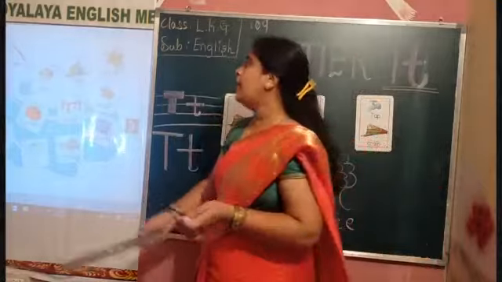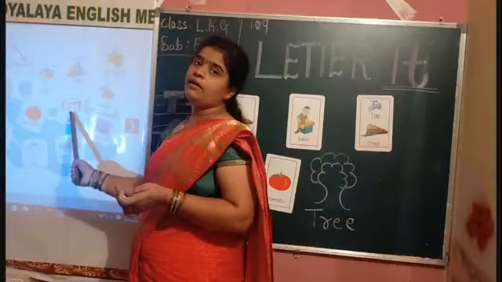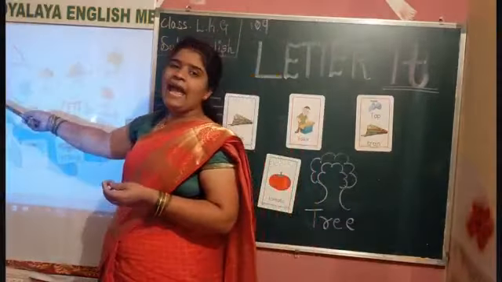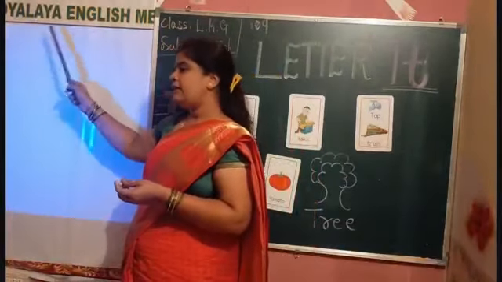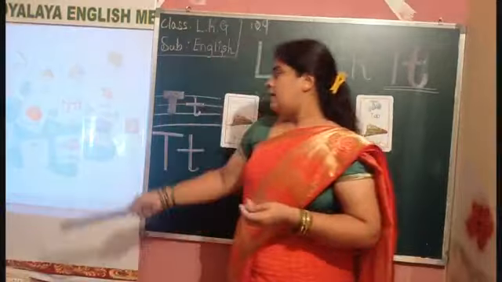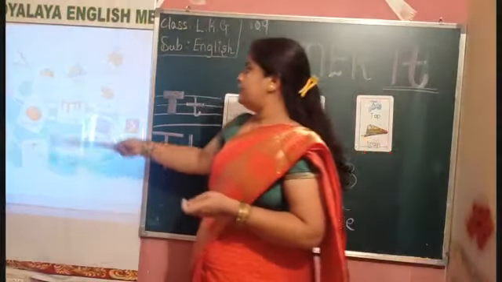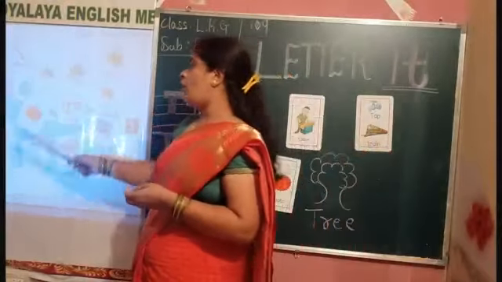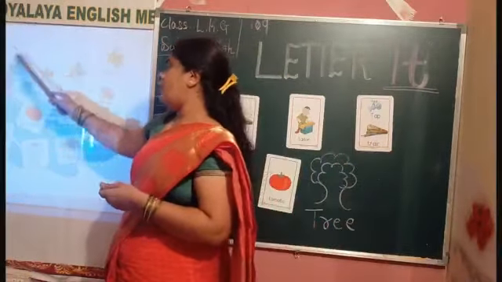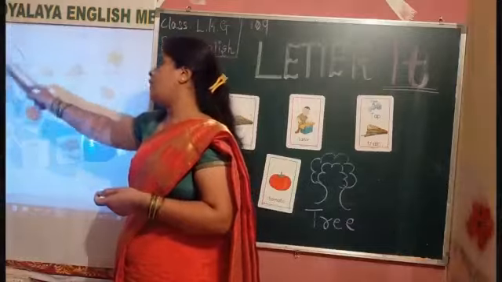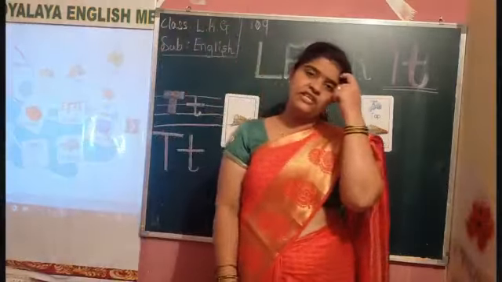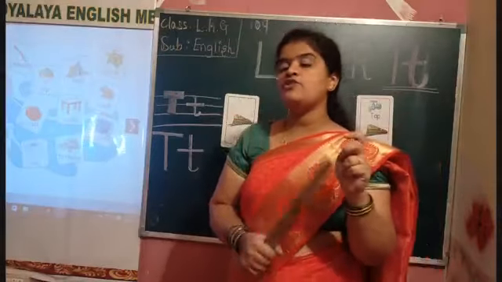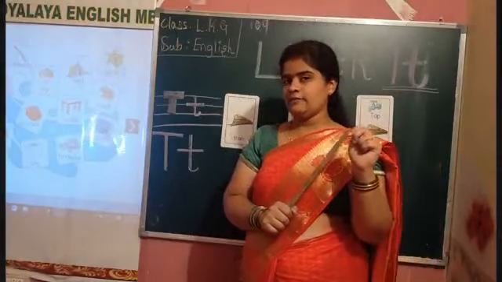Turtle. Okay, T for table, T for tomato, T for tap, T for television, T for tortoise, T for tin, T for tree, T for train. Yes, children, these pictures are given in your textbook, on page number 109.